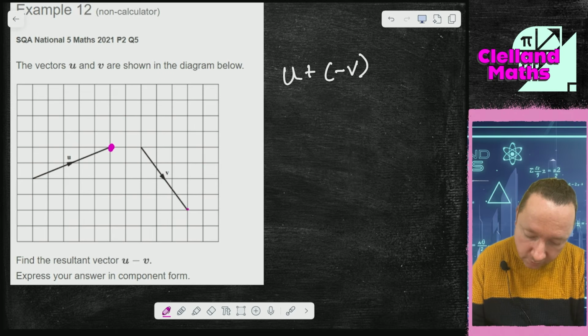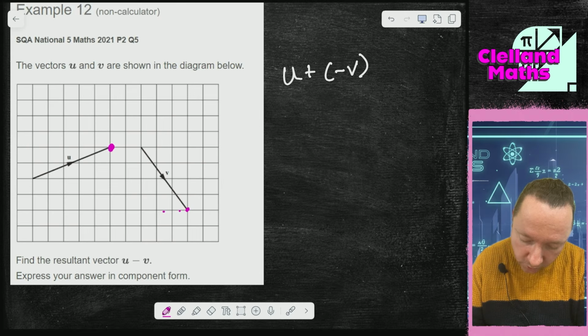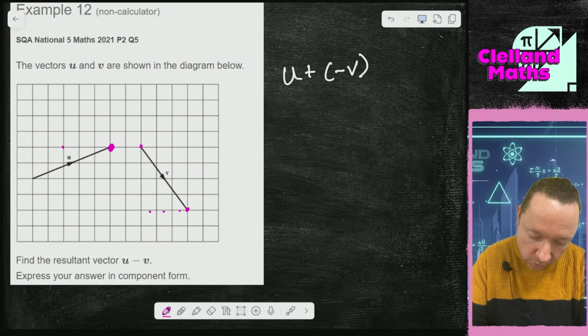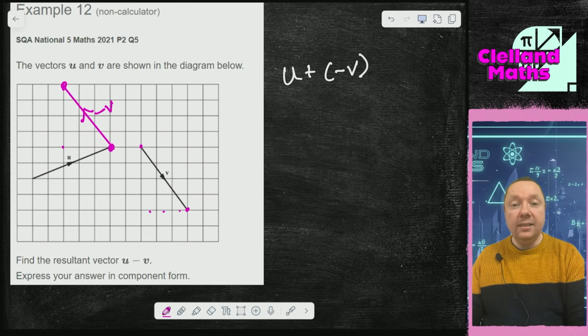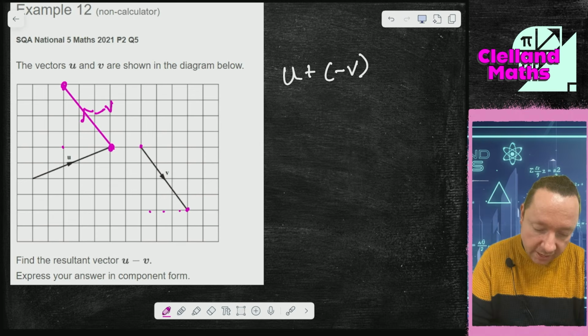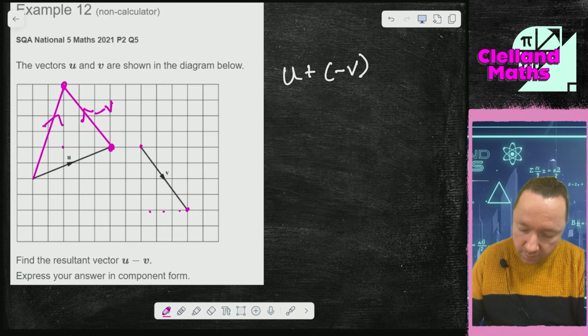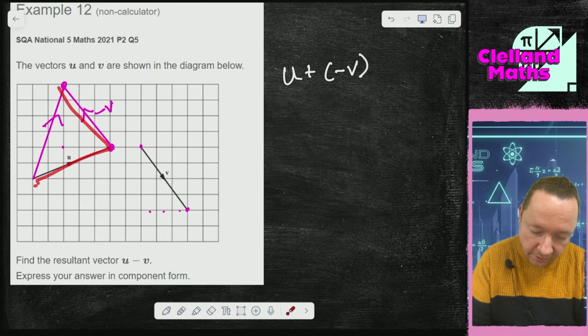So minus V, well, if you think about it, it goes along 1, 2, 3. So I'll go along 1, 2, 3, and then I go up 1, 2, 3, 4, and we just draw a nice neat line in between there. So that's minus V going that way. Added them together. So now to find the vector U minus V, it's just whatever vector it is starting at U and going there, because that's U minus V, so that's the other way to get there.